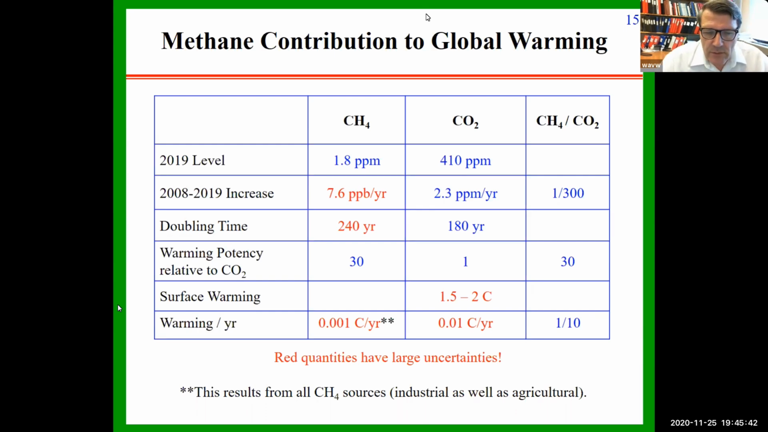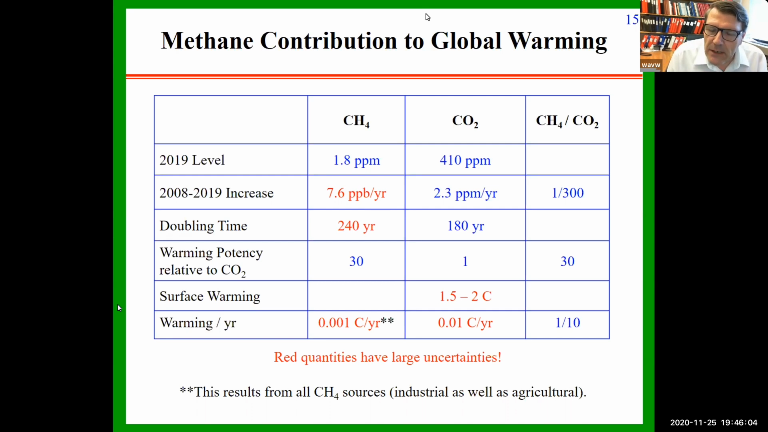Now, of course, these red figures have large uncertainties. I've tried to get the largest number possible. If you're looking at reality and you want to see the effects of, say, agriculture, then of course you have to subtract out the industrial contribution to increasing methane.